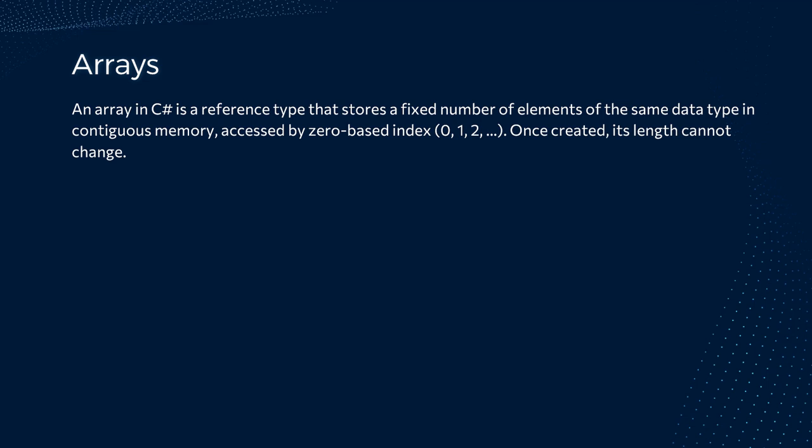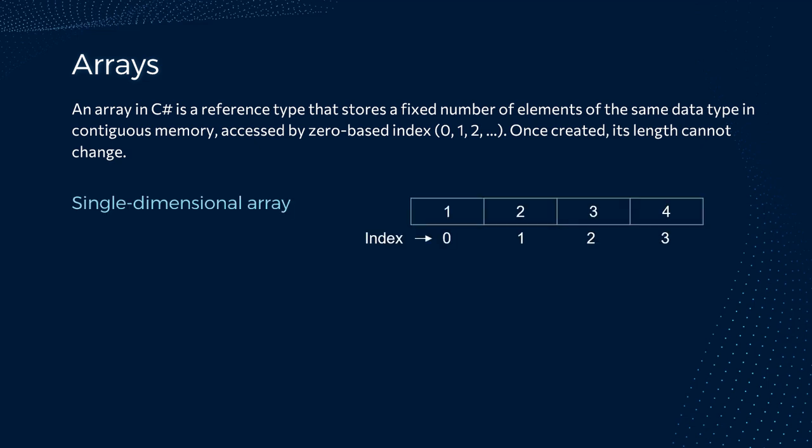Arrays. So what is an array, right? An array in C# is a reference type that stores a fixed number of elements of the same data type in contiguous memory locations, accessed by zero-based index like 0, 1, 2. Once created, its length cannot be changed.